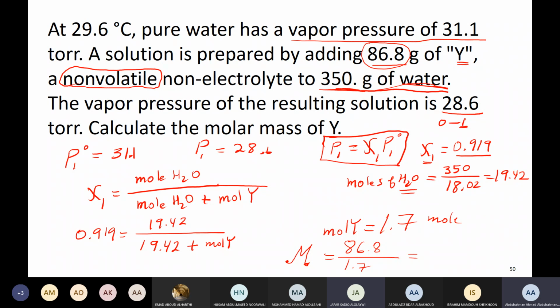It's 51.05. 51.1. Excellent. And that's it. How easy again? This is the solution for it.